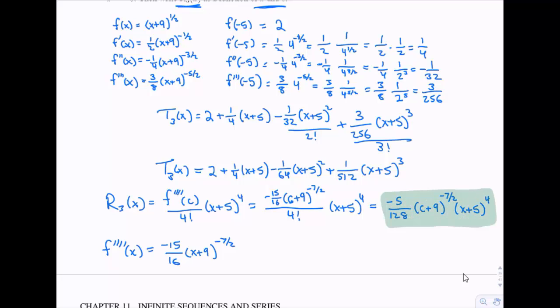That is the remainder. And I understand this is a slightly unsatisfying answer, right? It's hard to tell exactly what this is giving us. In the next section, 11.11, we'll actually get a number out, which will be a little bit more satisfying. But for now, we have this.